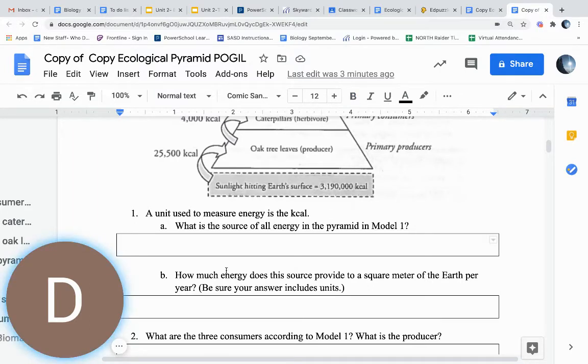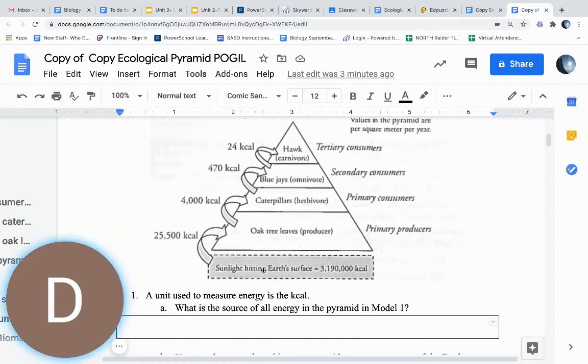All right, so a unit used to measure energy is the kilocalorie. What is the source of all energy in the pyramid in Model 1? As we see here, the answer is going to be the sun. That is the source of all energy provided to a food web and to our ecological pyramid. That is why they put the sun at the base of this pyramid. However, it's in a dotted line because officially we put the producers at the base of our pyramid.